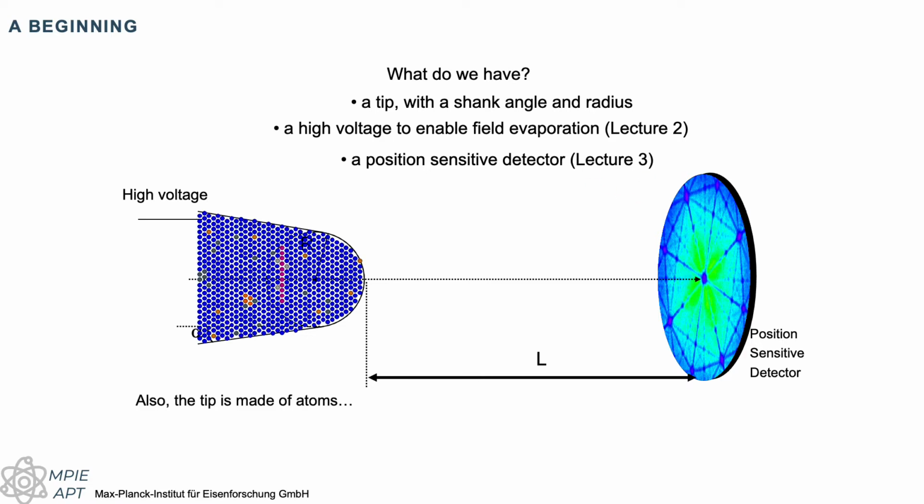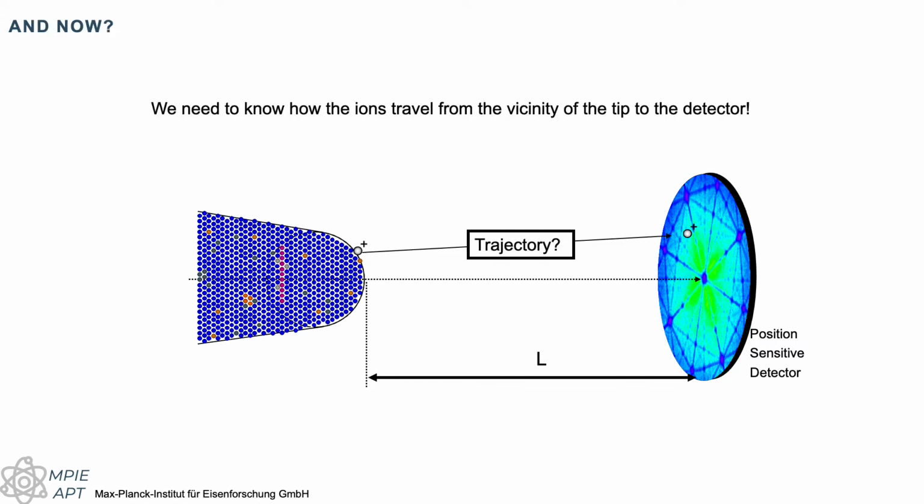One thing that is quite important is that the tip is made of atoms. The specimen contains a whole bunch of atoms arranged in a specific way, typically on a crystalline lattice. So what we need to know is what is the trajectory of the ion from the vicinity of the surface onto the position sensitive detector. Does it follow a straight line like this, or does it have a more complex trajectory? The information we have is just the endpoint. So how can we backtrack this onto the surface of the needle?